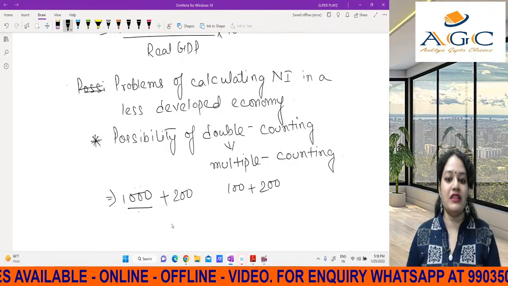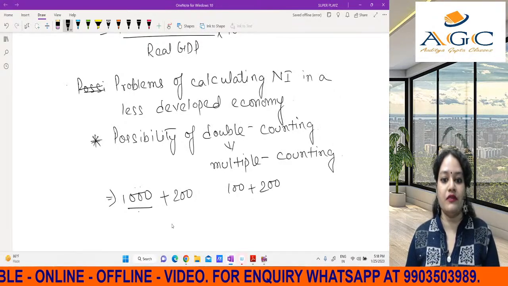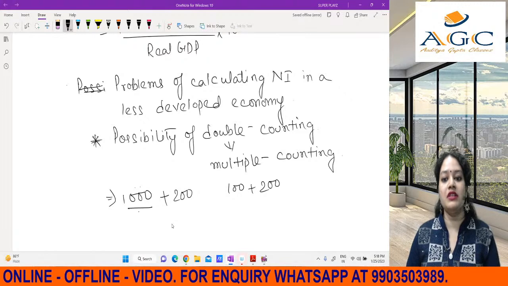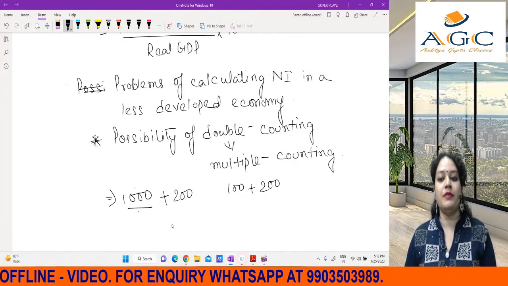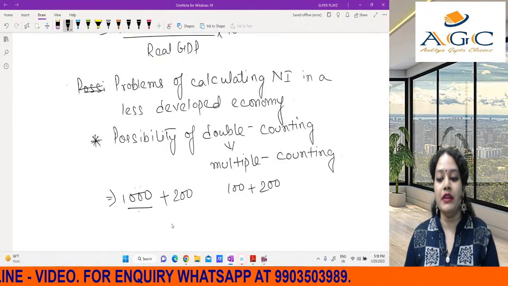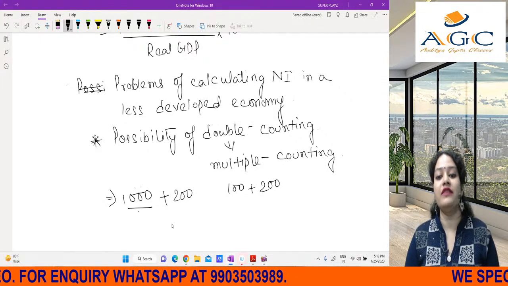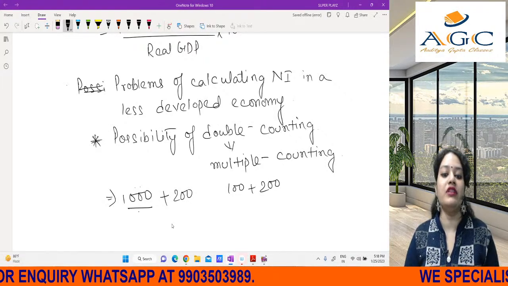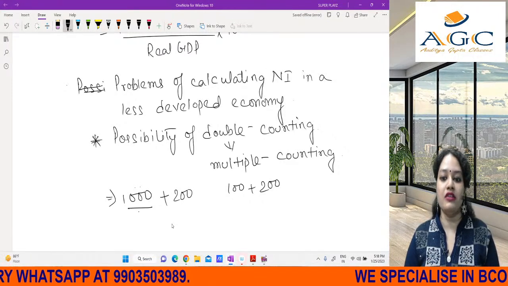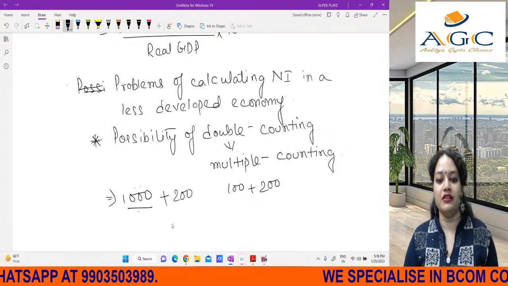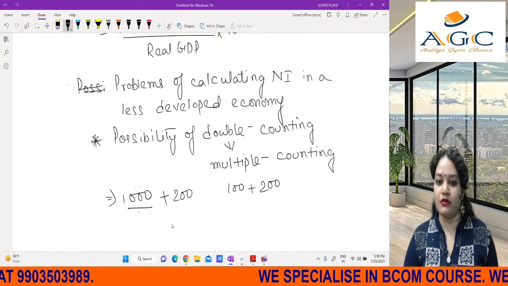So first of all, I was discussing the problems of calculating NI, but I went into altogether a different topic because double counting was here. So I hope double counting is clear to you. Error of double counting or error of multiple counting, when does it happen? When you are calculating the value of final goods as well as the cost of factors of production, everything together, right? If you're taking all the values together, that is where the error occurs, because in the value of final goods, already each and every value has been taken into account, right?